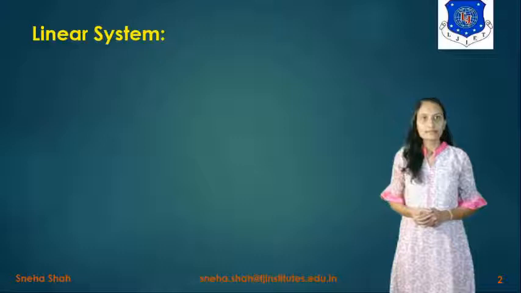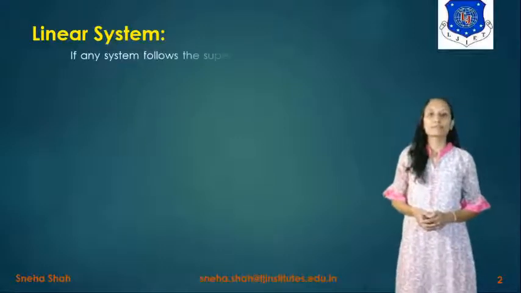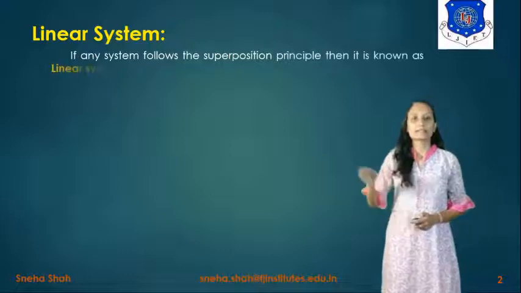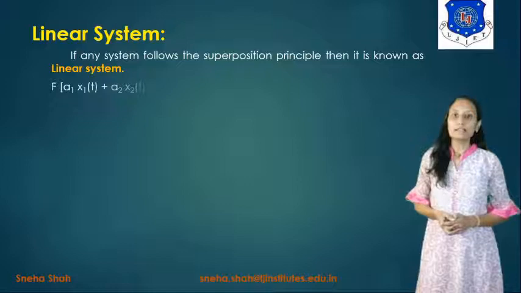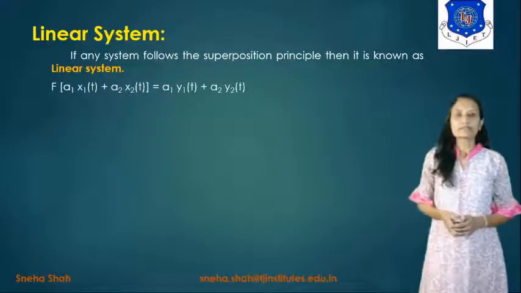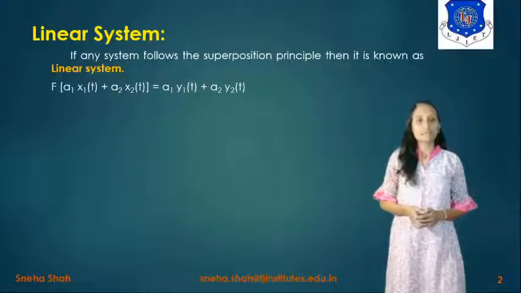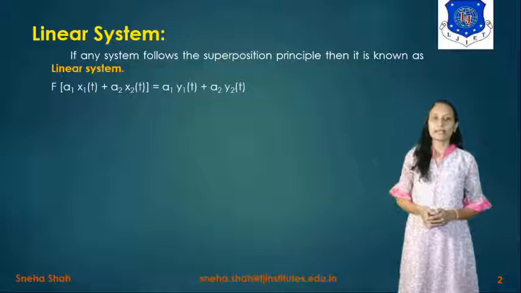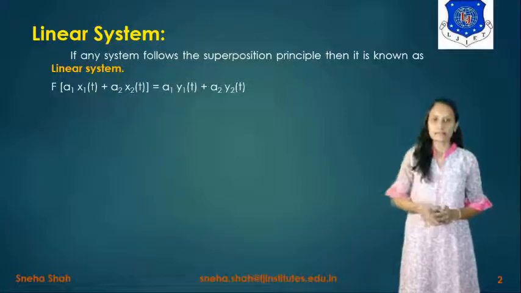First, I am going to explain what is a linear system and what is a nonlinear system. If any system follows the superposition principle, then it is considered a linear system. Now, what is the superposition principle? The function on a1 x1 of t plus a2 x2 of t gives you a1 y1 of t plus a2 y2 of t, then it follows the superposition principle, and if it follows this, then it will be considered a linear system.